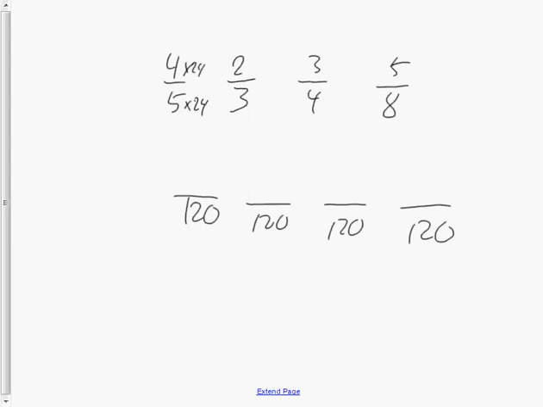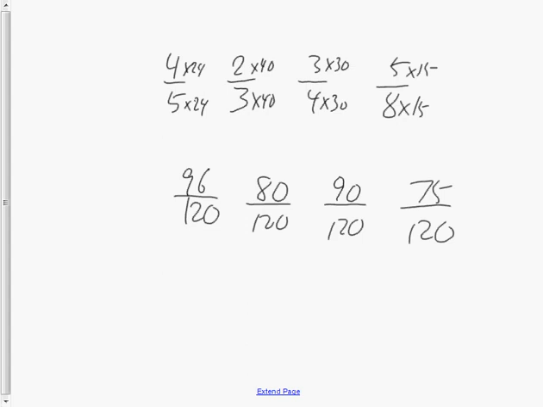Let's multiply both by 24 and I get 96/120ths. I would multiply this by 40. So therefore I'd get 80/120ths is equivalent to 2/3. I would multiply this by 30 to get 120, so I'd get 90/120ths. And I would multiply this by 15, because 8 times 10 is 80, and 8 times 5 is 40. 80 and 40 is 120. So multiply this by 15, and I get 75.